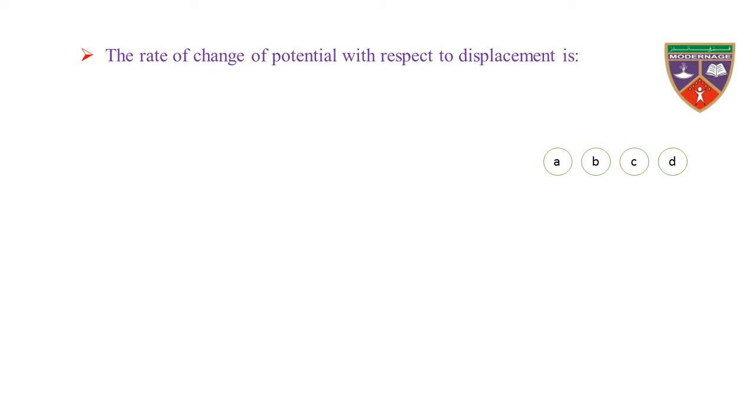The rate of change of potential with respect to displacement is option A plus E, option B minus E, option C plus E square, option D minus E square. The key is minus E. Therefore, the correct option is B.